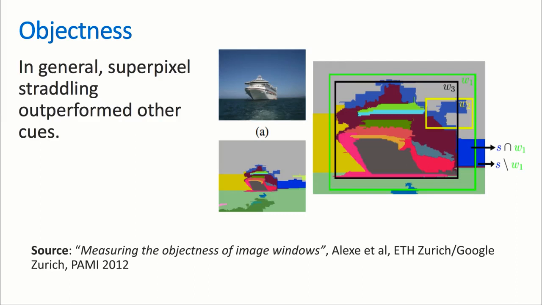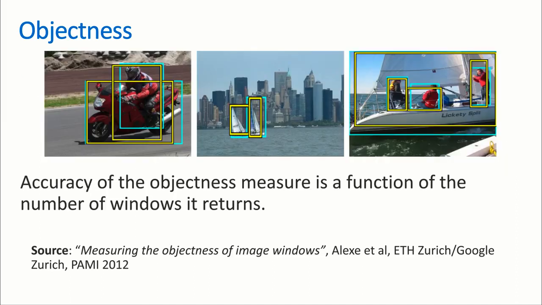Accuracy of the objectness measure was seen to be a function of the number of windows it returns. As more windows are sampled, more objects are detected, and the accuracy of the windows covering them continually increases. Sampling 1000 windows covers nearly all objects with high accuracy. This is still orders of magnitude smaller than the number of all possible windows in the image for an exhaustive search.